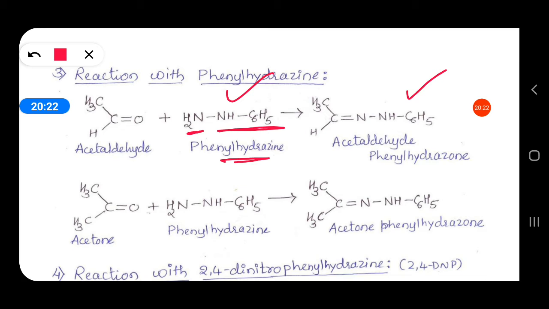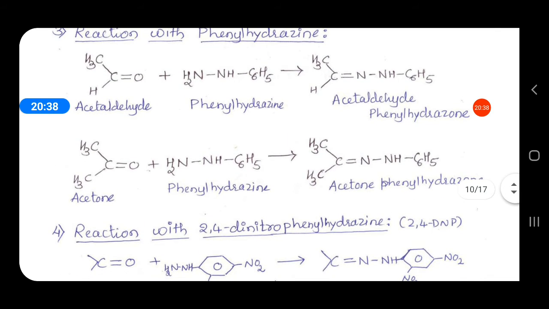So formation of yellow color indicates phenylhydrazone compounds, and that confirms the presence of a carbonyl group in aldehydes and ketones. So corresponding examples: acetaldehyde gives acetaldehyde phenylhydrazone, acetone gives acetone phenylhydrazone.